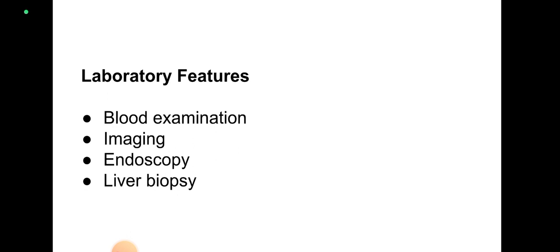Lab features for finding of cirrhosis of liver are blood examinations, imaging, which is ultrasonography, helpful in evaluation of liver size, texture, ascites, portal hypertension, and splenomegaly, endoscopy, and liver biopsy. Biopsy helps in assessment of the severity of cirrhotic changes.